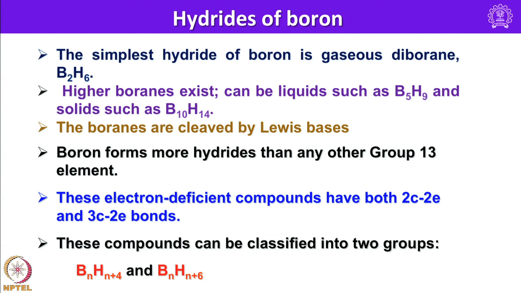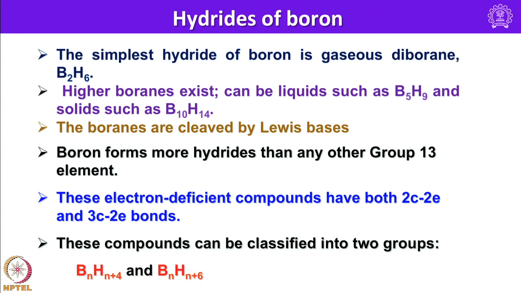Of course, we have numerous examples of boron hydrides, both neutral as well as anionic. I shall give more details on those when I consider Wade's rules for explaining structures in boron hydrides. The boranes are essentially cleaved by Lewis bases because they have electron deficient BHB bridging bonds. So, one can expect them to readily cleave in the presence of stronger Lewis bases.